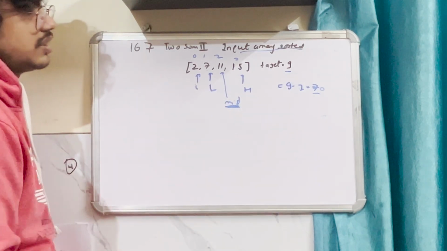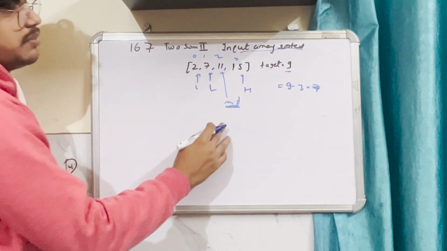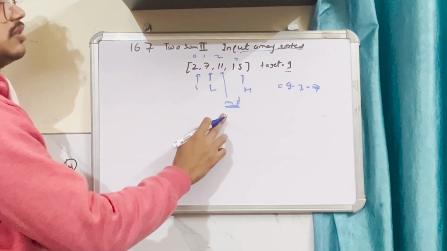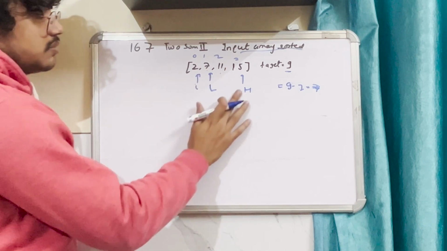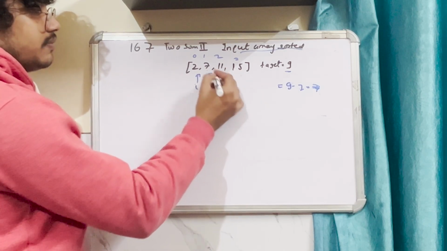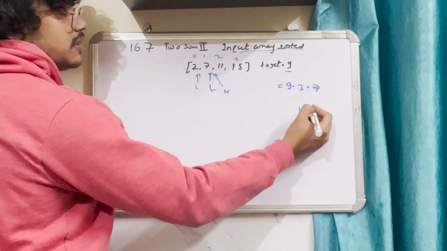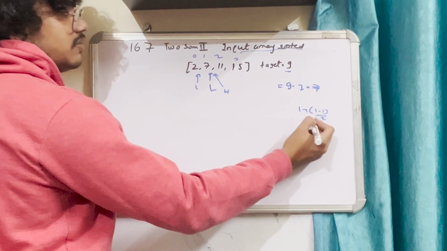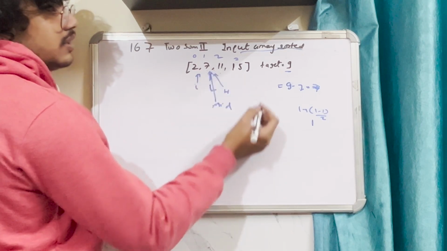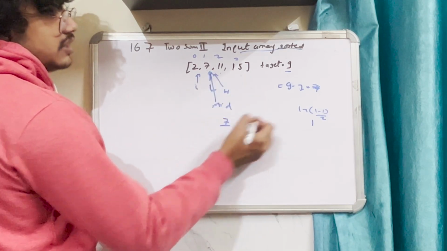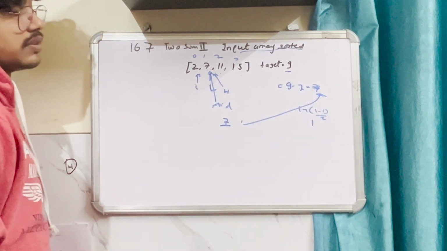Let me show you the iteration. We found that 11 is greater than 7, so we move the high pointer to mid minus 1. Then we again find mid, which will be 1 plus 1 minus 1 by 2, which is 1. Mid will be here, and we found that the value at mid is the same as the target that we want to find. So we will return the answer.